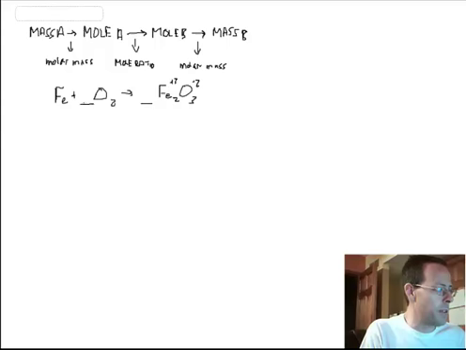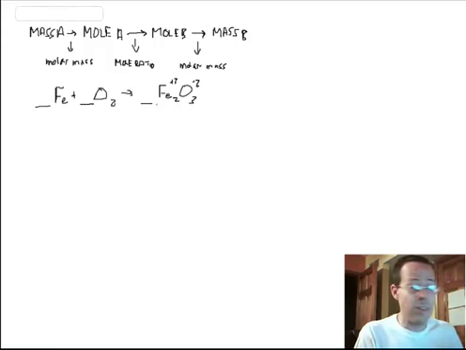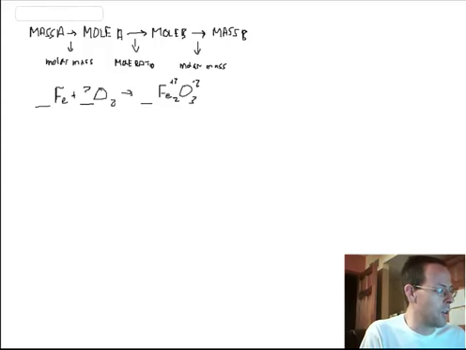Alright, for me to balance this, irons, we can balance fairly easily, but my oxygen, notice I have a 2 and a 3. So how do I balance those? We balance them with the least common multiple. So I really need 3 oxygens and 2 iron 3 oxides. So if I put a 2 in front of my iron, I really have 4 irons, so our ratio is 4 to 3 to 2.